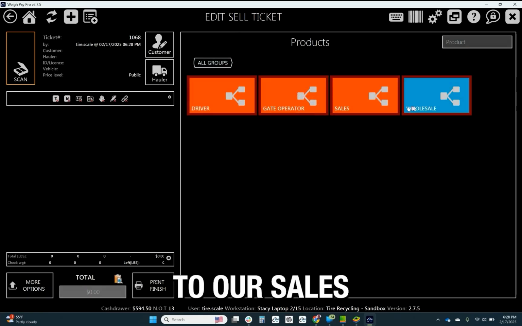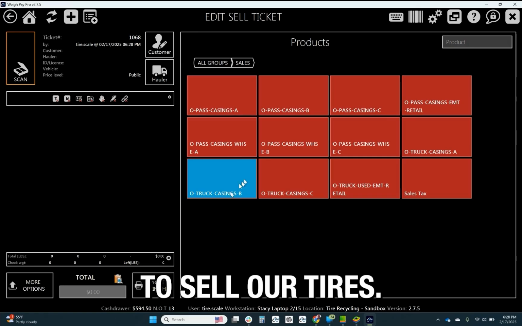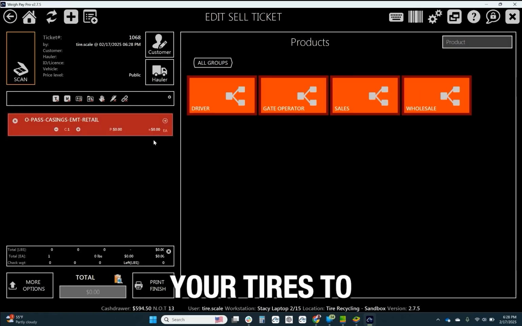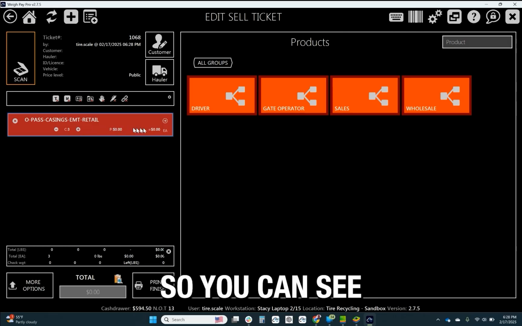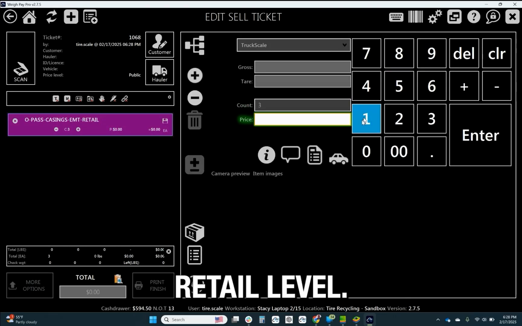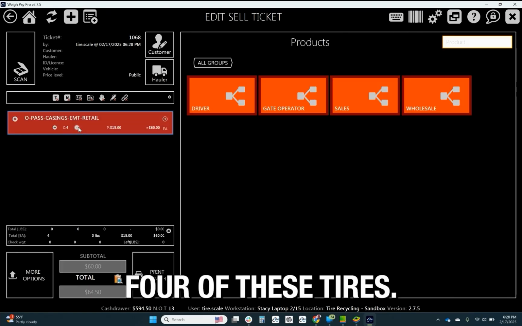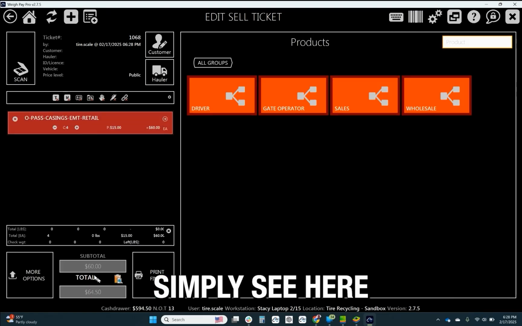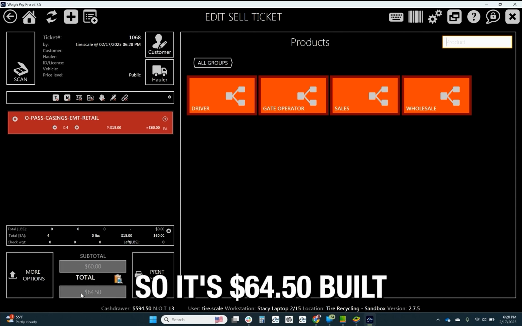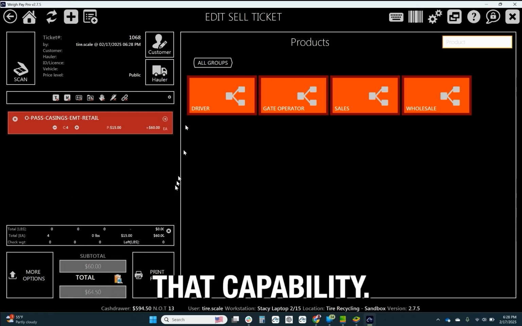And then we can go to our sales or our wholesale, but let's just go to sales, and we can start to sell our tires. So very simply, you can just start adding your tires, same as the app. Now the system should drive a price for your retail level, but let's say we're selling the tires at $15 a piece, and we're going to sell 4 of these tires. So we can simply see here that we've got $60 of tires and we have some retail tax. So it's $64.50 built right into the system, giving us that capability.